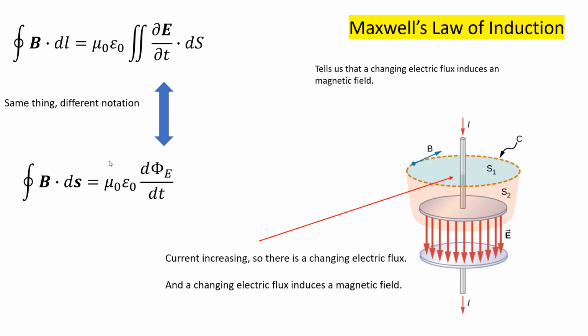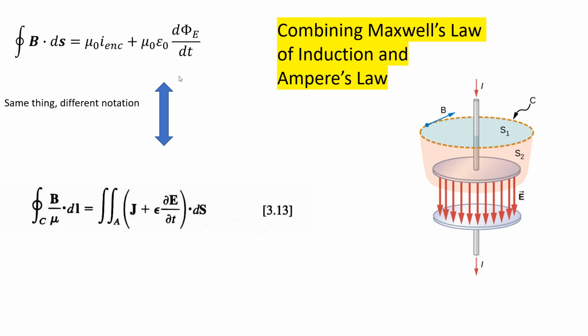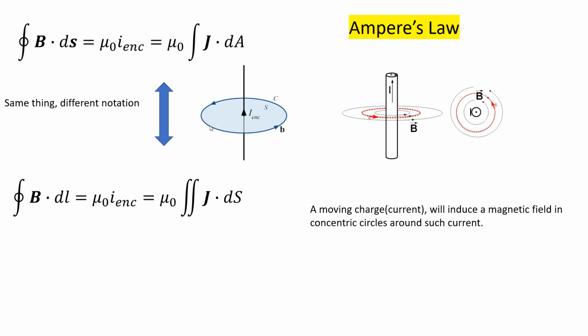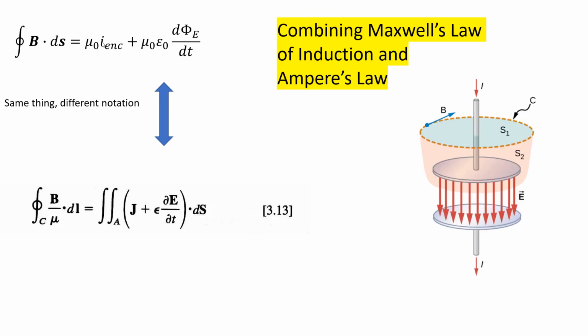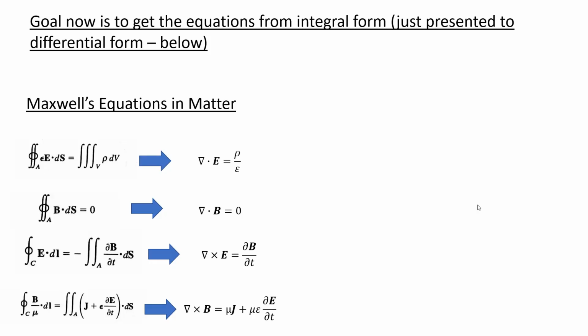Okay, so here was the law of induction. This is the magnetic field around a loop. It's equal to this, right? So that expression is here. And Ampere's law says the magnetic field times the distance of the loop is equal to this. Okay, so we add that to here. So again, that's combining Maxwell's law of induction and Ampere's.